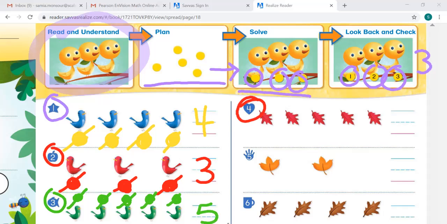We're on problem number 4. All right, we have leaves here. So we're going to get our counters, and we're going to place 1 counter for each leaf. So each counter represents 1 leaf. All right, let's count them. Remember, when you're counting, you want to touch what you're counting. You can put a line so that you know you counted it. 1, 2, 3, 4, 5. I stopped on the number 5. That means we have 5 leaves.